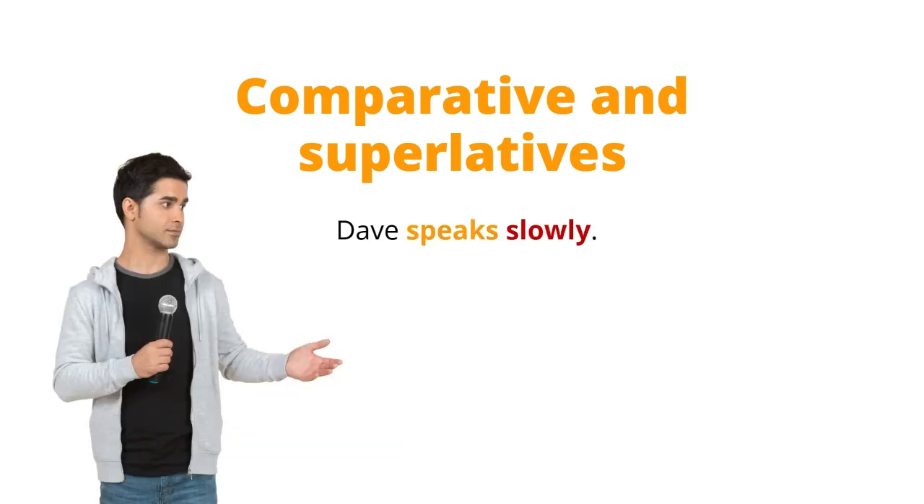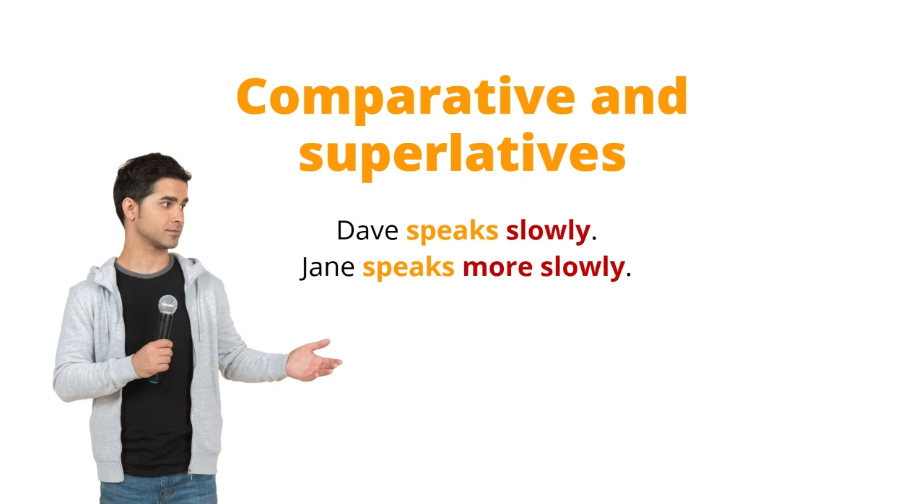Now let's look at the comparatives and superlatives for adverbs. Now these are a little bit complicated because the comparative and superlative forms are disappearing quickly. Now this is an adverb. Dave speaks slowly. Slowly is the adverb describing the verb speak. The comparative is Jane speaks more slowly.